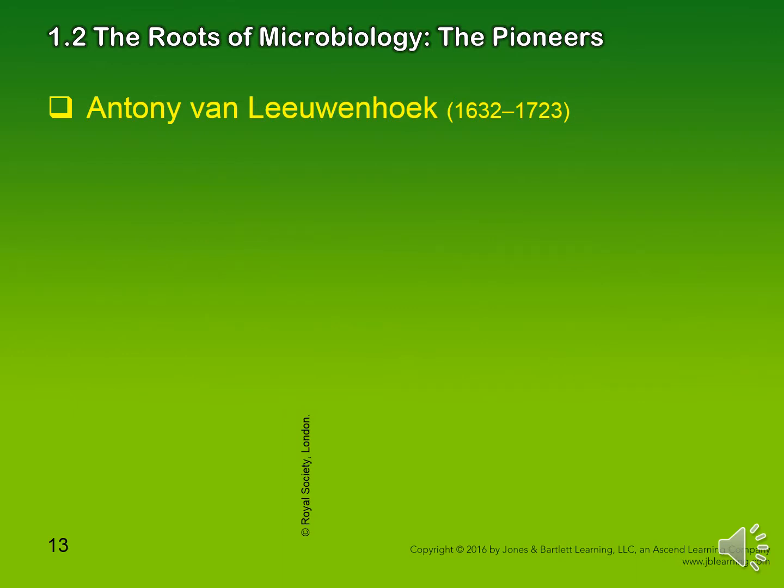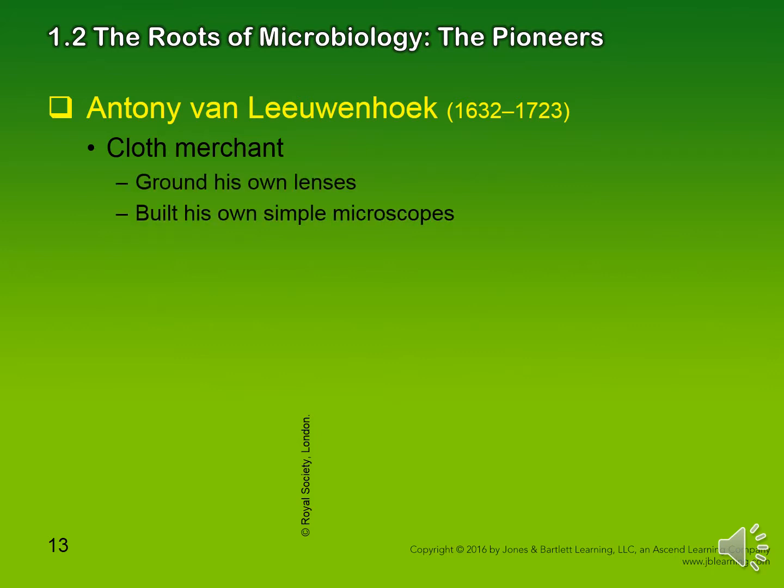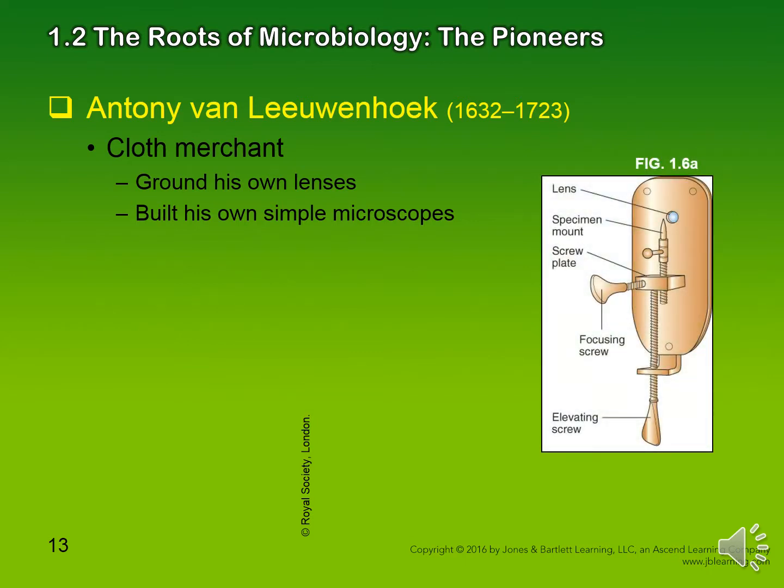Leeuwenhoek was the first person to ever observe bacteria, and it's interesting, at the time microbiology was mostly a hobby. Okay, so by profession, Anthony van Leeuwenhoek was a clothes merchant, and he actually made his own lenses and made his own simple microscopes. These were very, very simple devices, just a simple one lens system, so it basically sort of acted like a magnifying glass, but he was able to see quite precisely.